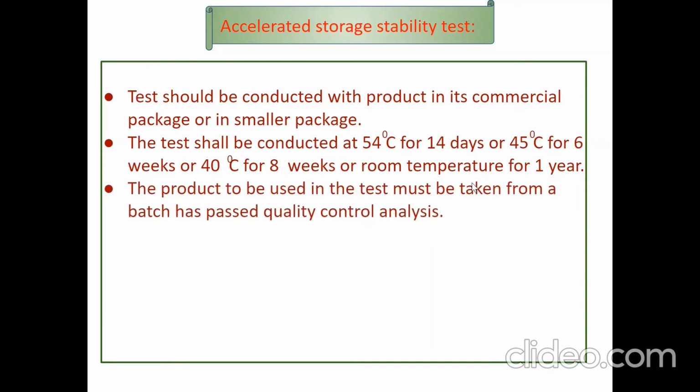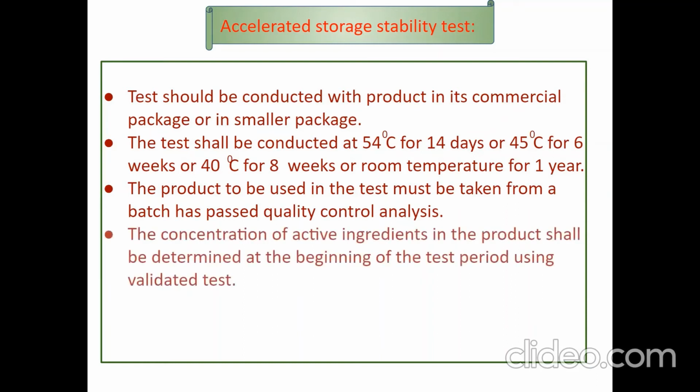The product to be used in the test must be taken from a batch that has passed quality control analysis. Also, the concentration of active ingredients in the product shall be determined at the beginning of the test period using a validated test, and after 14 days for 54 degrees Celsius, or 45 degrees Celsius for 6 weeks, or 40 degrees Celsius for 8 weeks, or 1 year for room temperature, using a validated test.